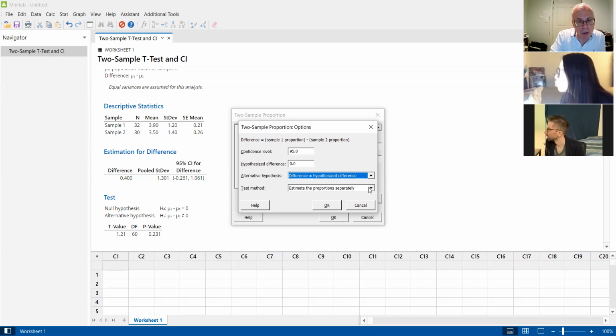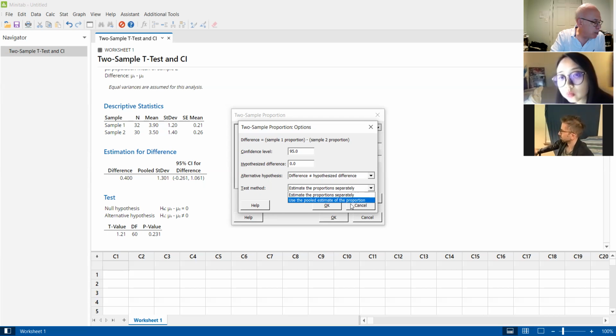it says there's two cases, right? We estimate the proportion separately or use the pooled estimate. Now, it doesn't tell us here. Does it tell us what to do? It doesn't say which method to use in 53, does it? No. Okay. So I might have to tell you which one to use.